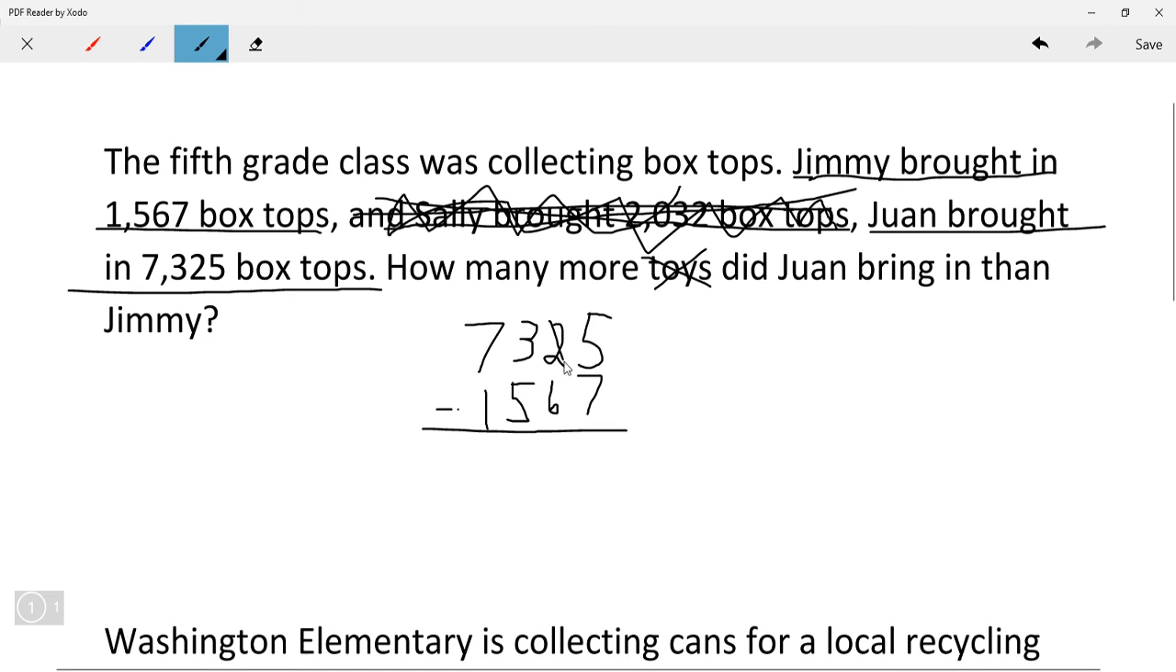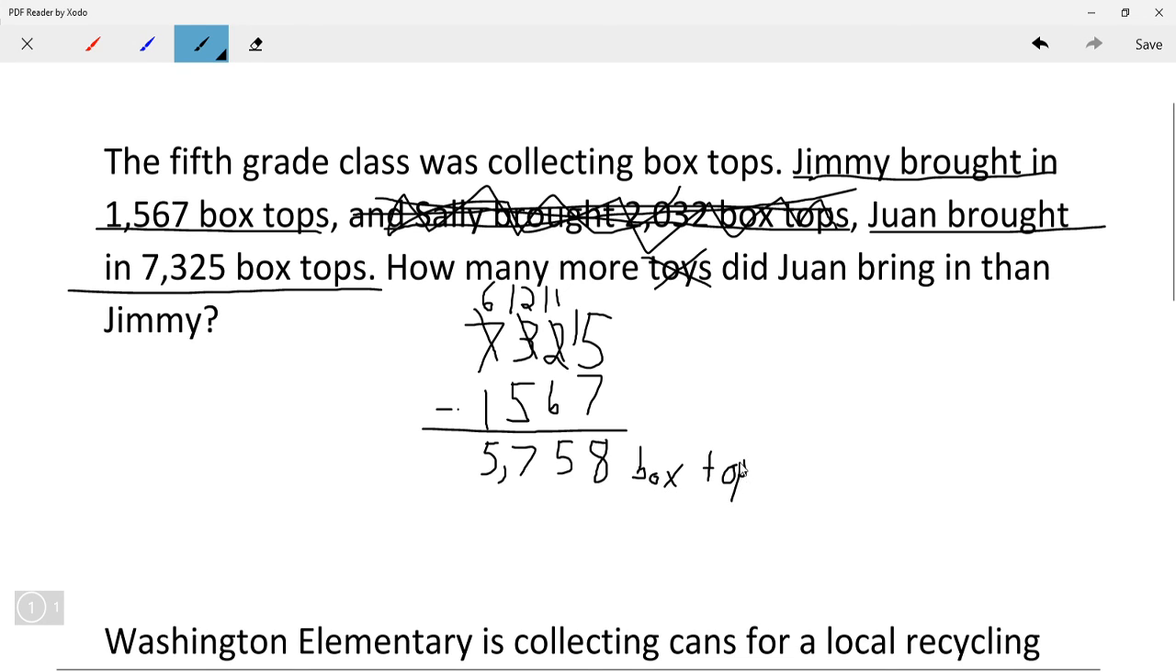5 minus 7, can't do that. 15 minus 7 equals 8. 1 minus 6, we can't do that, we have to borrow. Turn that into 2. 11 minus 6 is 5. 2 minus 5, once again, we cannot do that, so we have to borrow from the 7. It becomes a 6. 12 minus 5 is 7. 6 minus 1 is 5. The answer is 5,758 box tops.